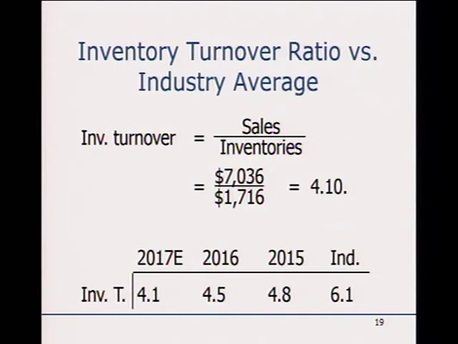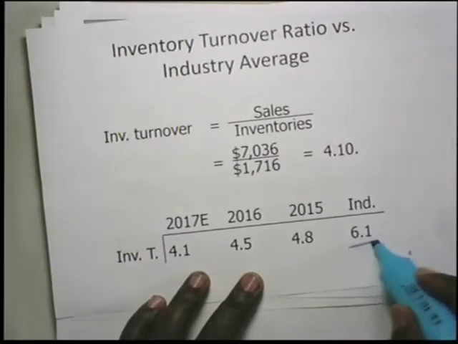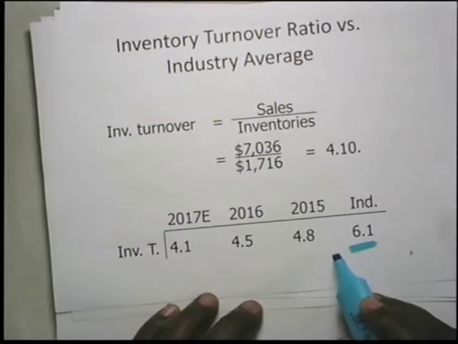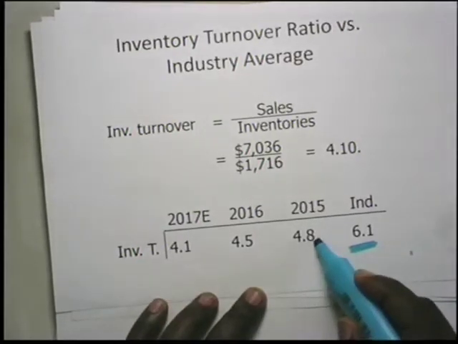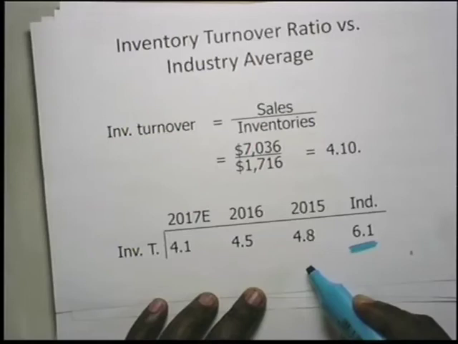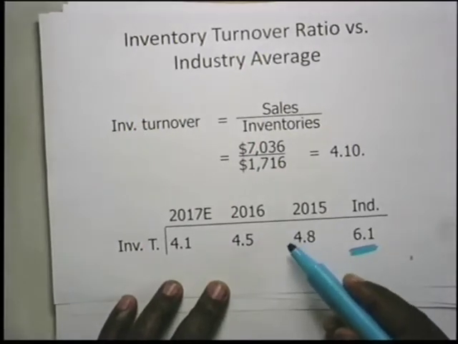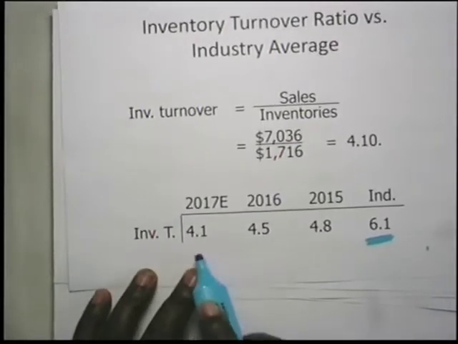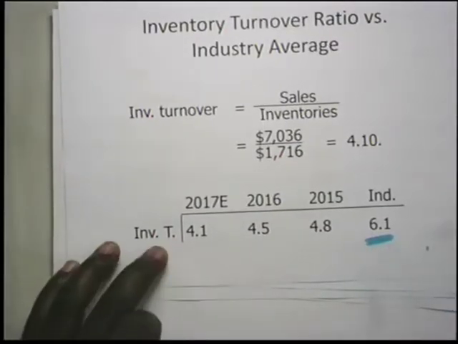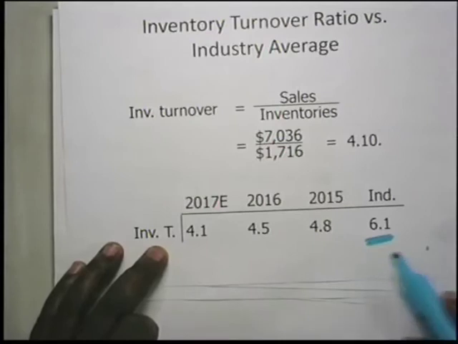Okay, there we are again. Right, we have got the industry average of 6.1. Okay, we have got 4.8 there in 2015. We have got 4.5 in 2016. We're going down. We have got 4.1. It's worsening. That is our projection. My God, we are running away from the 6.1.